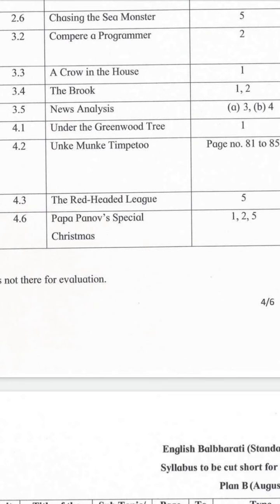Then 3.3, A Crow in the House, question number 1 is for self study. 3.4, The Brook, question number 1 and 2 are for self study.